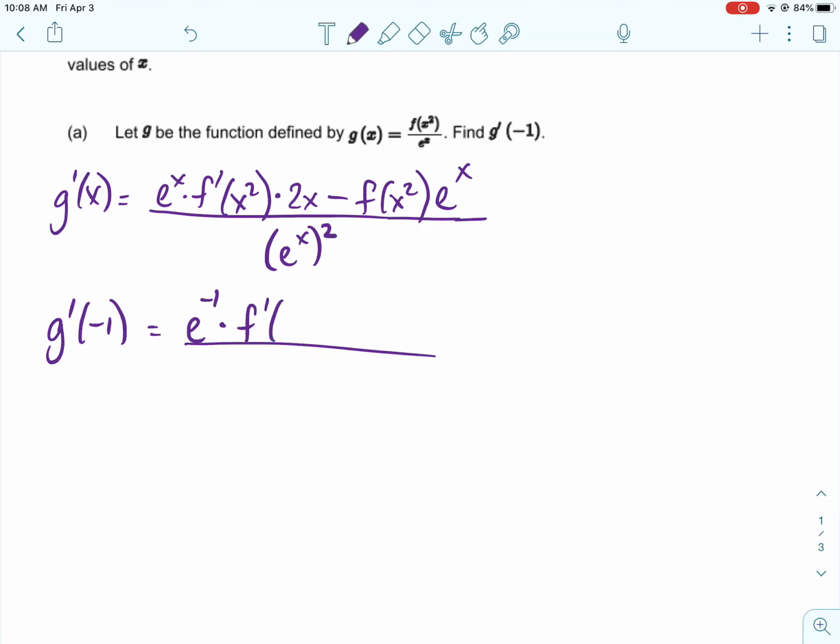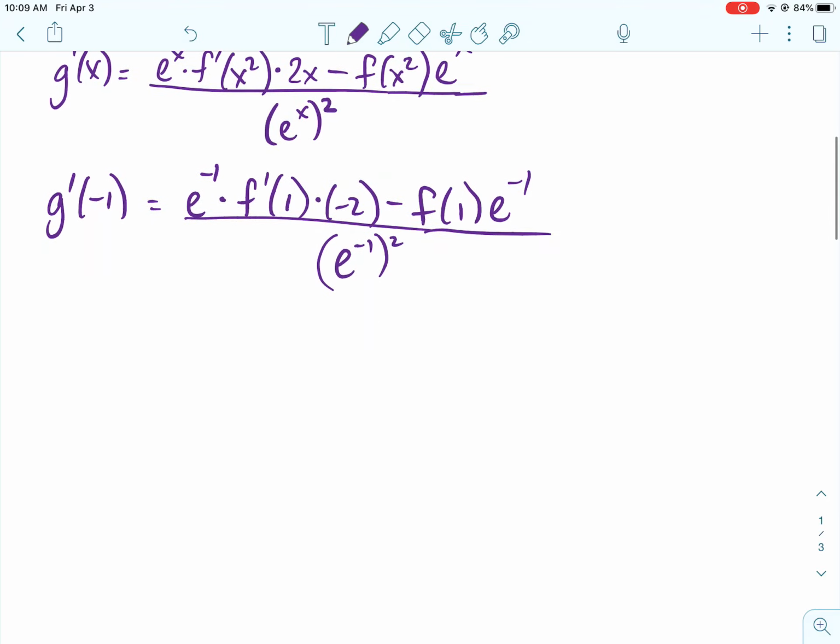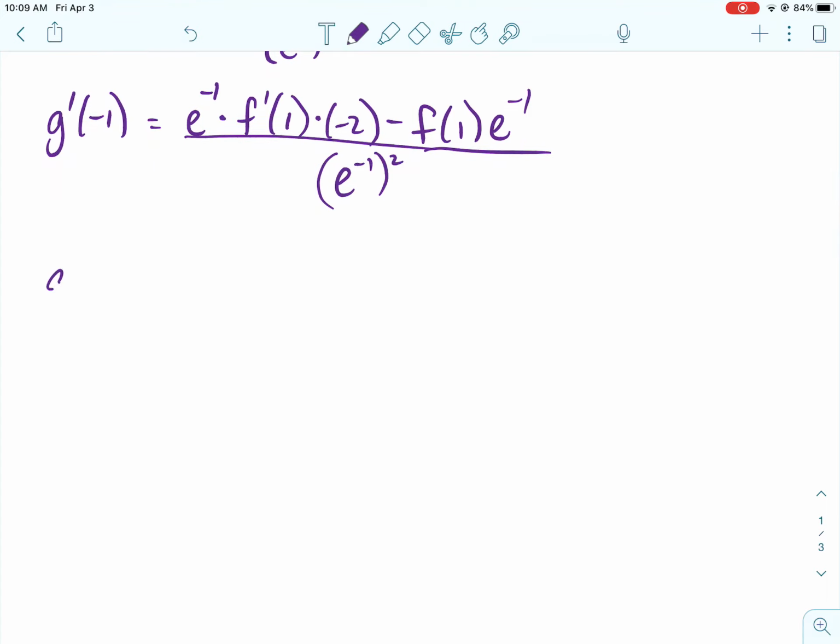Leave it just like it is, and then go and plug in -1. So we have e to the -1 times f prime of -1 squared, which is 1, times 2 times -1, which is -2. All right, minus f of -1 squared, which is 1, and then e to the -1 over e to the -1 squared.